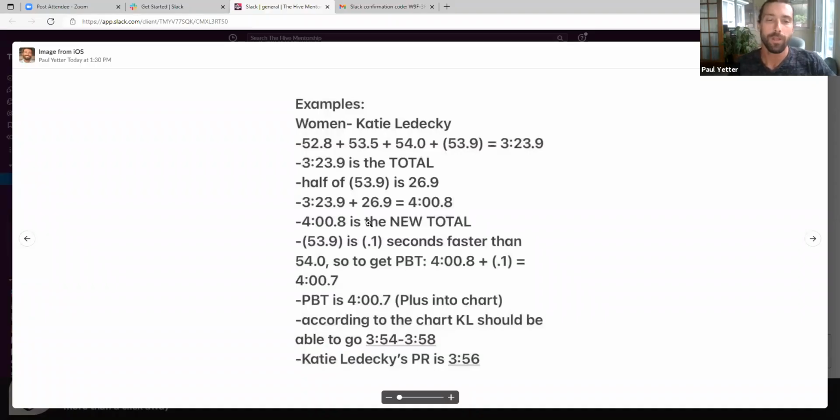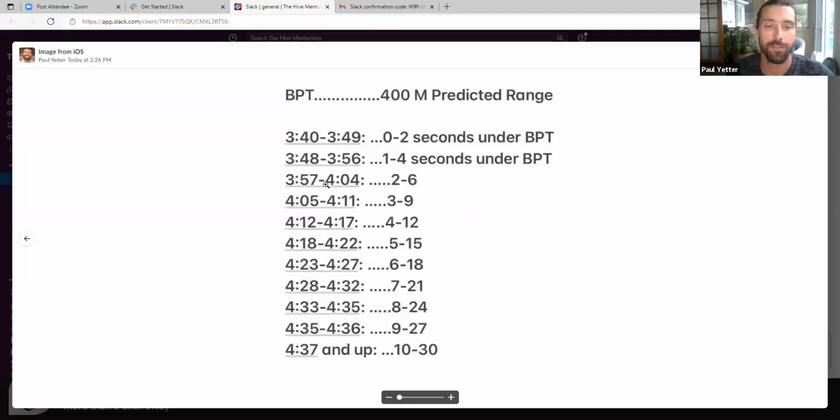And then the new total, because of the fact that she accelerated by a tenth from 54.0 to 53.9 at the end there, we're going to take that new total and subtract 0.1. So not much. It takes the 4:00.8 to 4:00.7. So you put the 4:00.7 on the chart, and she's right in there in the third range. That 4:00.7, you take off right in the middle, 2 to 6, take off 4, you get her lifetime best of 3:56. Katie Hoff, her add up, her PBT was, I believe, 4:08. Take off 6, might have been 4:07, take off 5 or 6 for her to get in there.